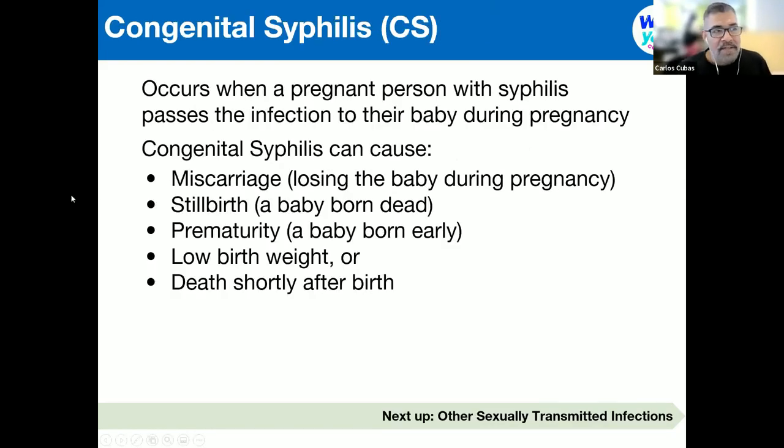And congenital syphilis occurs when a pregnant person with syphilis passes the infection to their baby during pregnancy. Congenital syphilis can cause miscarriage, stillbirth, prematurity, low birth weight, or death shortly after birth. So again, important to be tested.